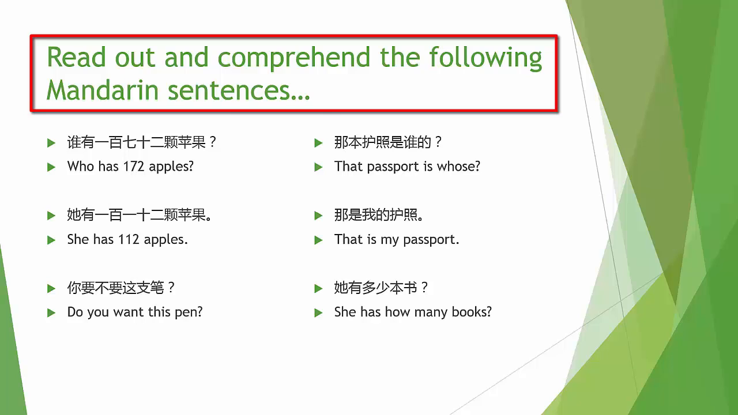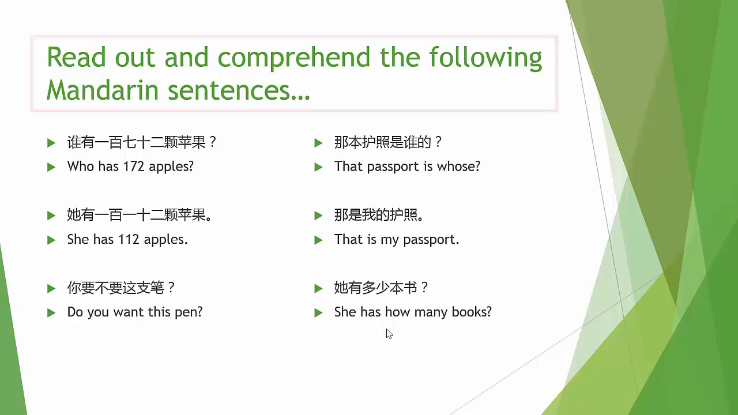Okay, and the way to answer it is just like how you answer this question here. So you can say she has a book. 她有一本书. So when you ask how many, you just substitute the number with 多少. Okay, so it becomes 她有多少本书?